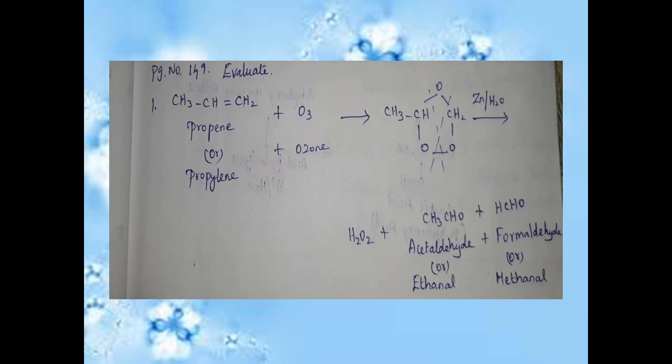Afterward you are going to add zinc and water. That water gets the oxygen, so that it is changed to hydrogen peroxide. Remaining things we are going to write. One is CH3CHO, another one is HCHO. Please remember your 11th standard, so that we are getting acetaldehyde and formaldehyde.